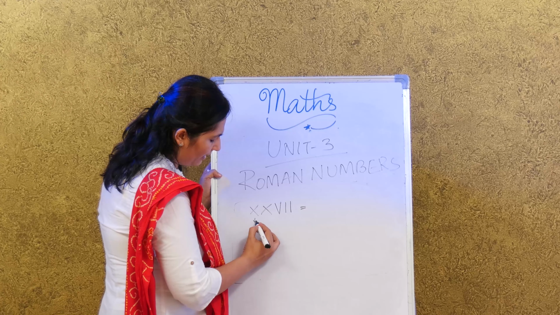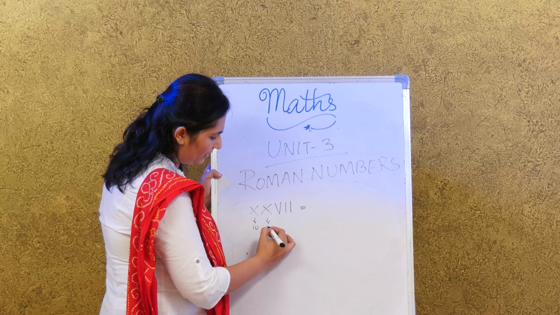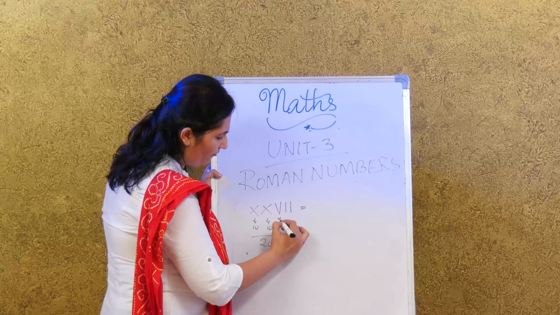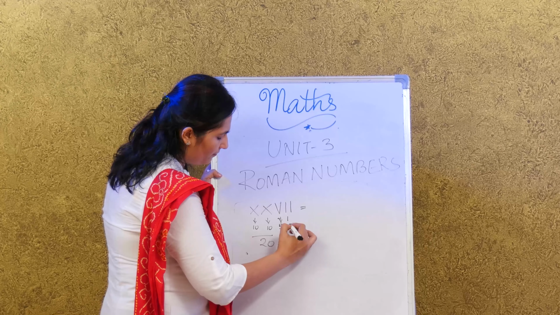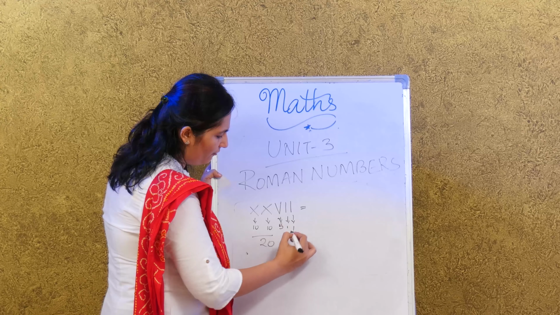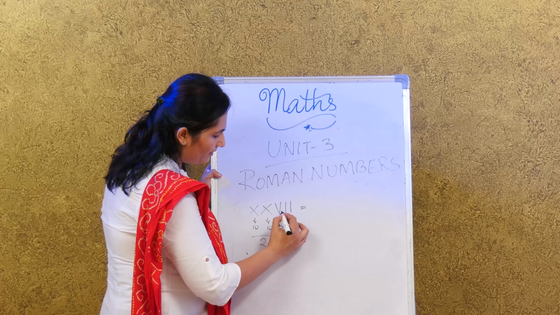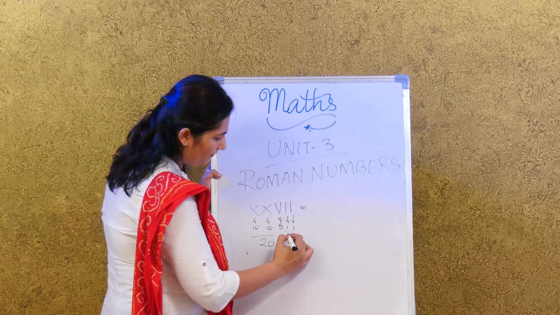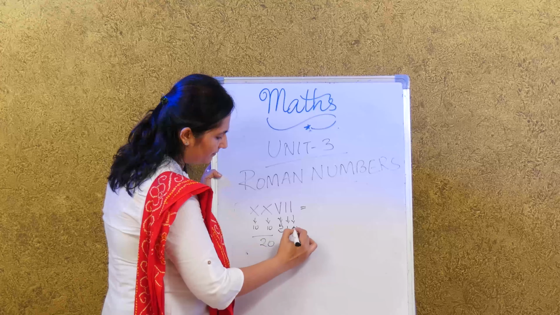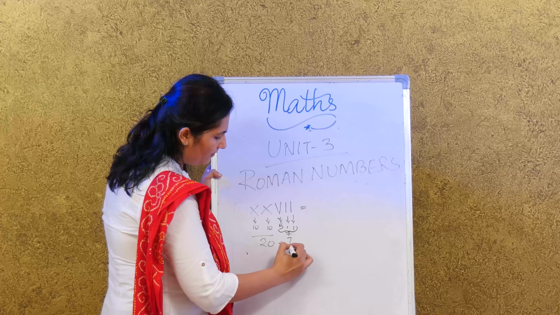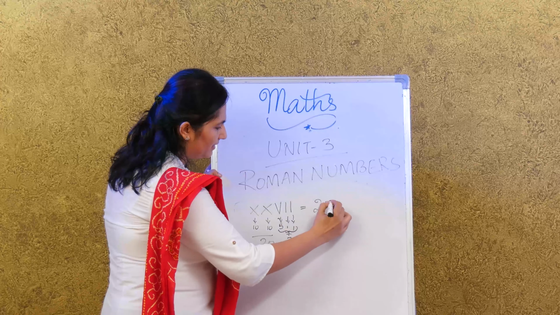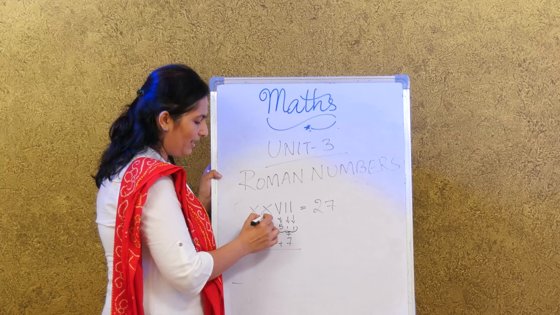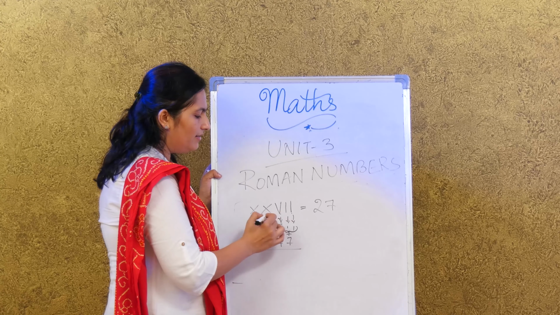So, this has the value of 10, x has the value of another 10, that should be 20, and then this has the value of 5, this has the value of 1, this has the value of 1. So, this should be 5 and 2, that is 7, this is 7. So, 20 plus 7 is 27. Alright, we got it. So, 2x, that is 2 tens, and then a 7.